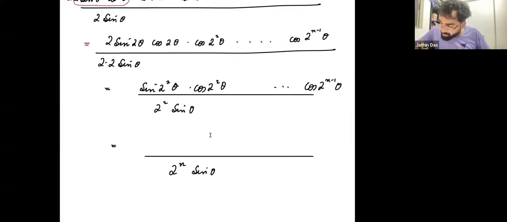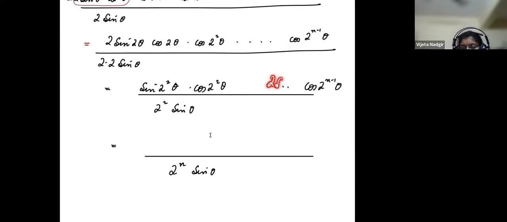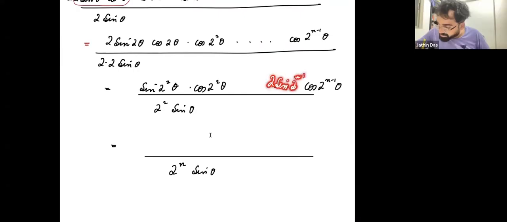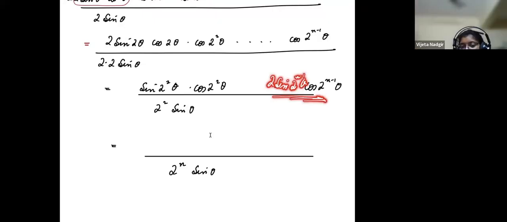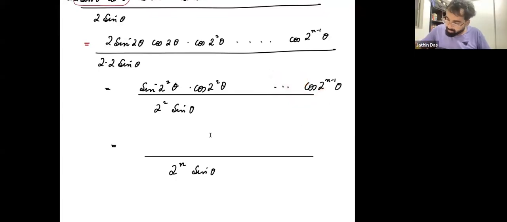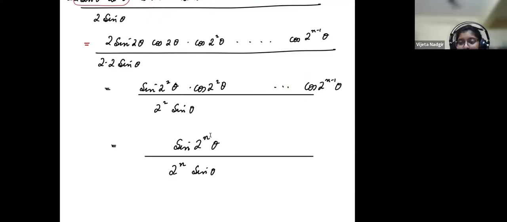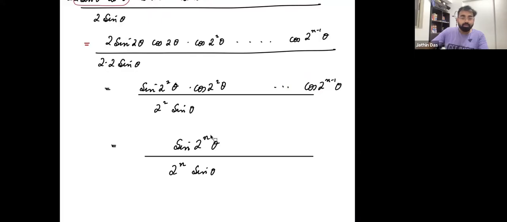And finally what you will get, you will get like this. You will get 2 sine 2 raised to n minus 1 theta. So it will be sine 2 raised to n theta, just add 1 to it. Sine 2 raised to n theta. That's it. Now, if you want, you can think like this.